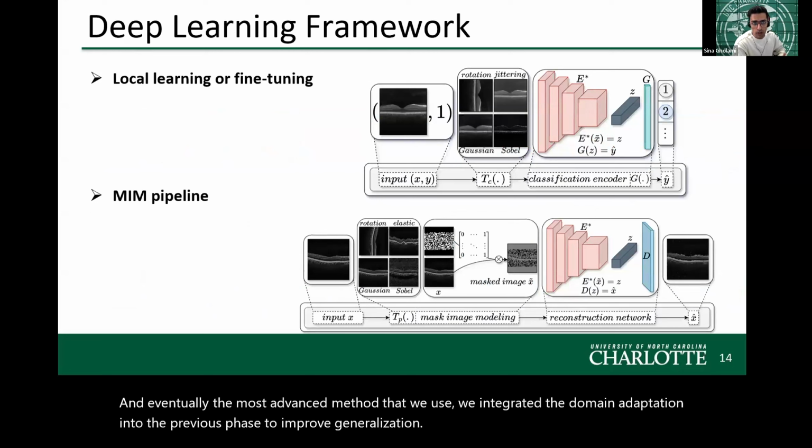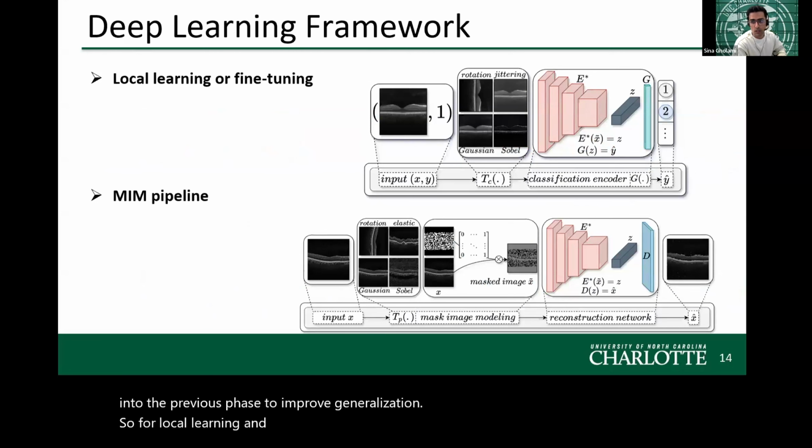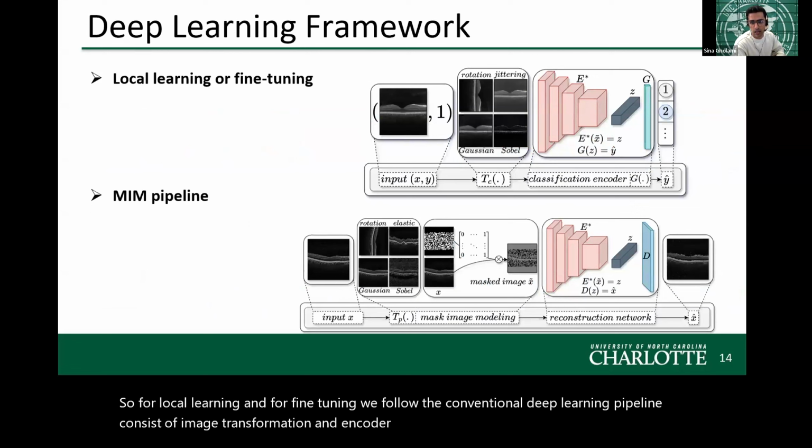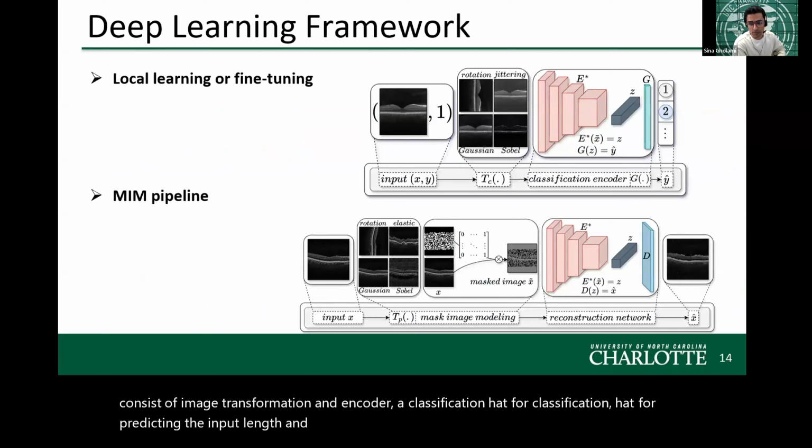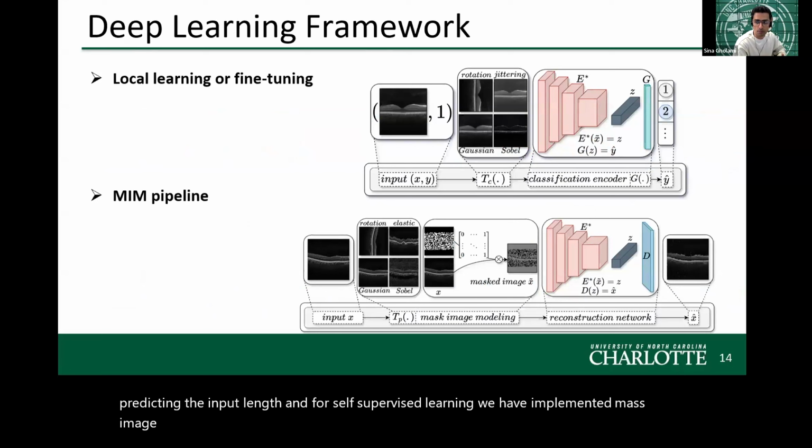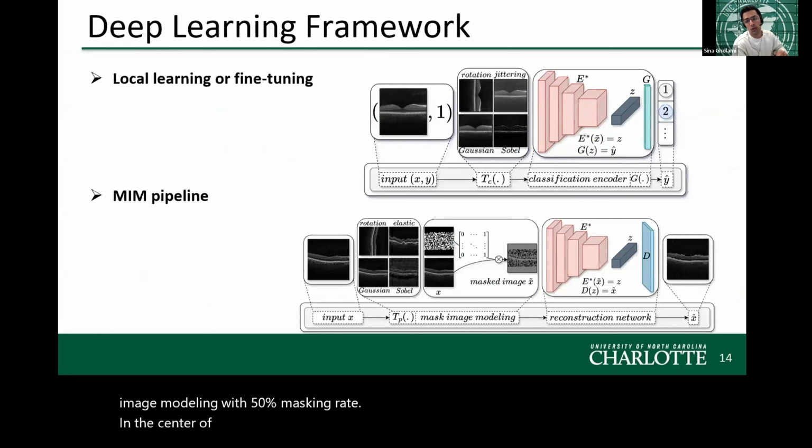So for local learning and for fine-tuning, we followed the conventional deep learning pipeline, which consists of image transformation, an encoder, and a classification head for predicting the input label. And for self-supervised learning, we implemented masked image modeling with a 50% masking rate in the center of the image, ignoring the top 20% and bottom 20%, as they are usually black pixels in OCT images.